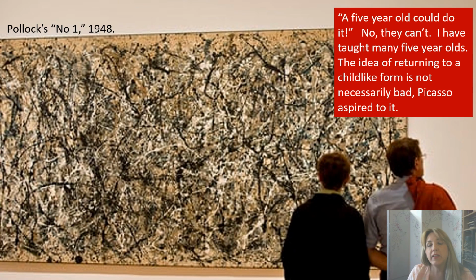I've often heard people say, my granddaughter could do this, a 5-year-old could do it. No, they can't. They're very, very large scale. I've taught many, many 5-year-olds, and the idea of returning to a childlike form is actually something that Picasso aspired to. He is the one who said, it took me years to figure out how to paint like a child. And these works are, again, repetitive. They're usually done with house enamel. Sometimes they have cigarette butts in them, a coin that might be embedded in them, pieces of trash that you might get in your garage that was in this barn. Those are embedded in them. And so, again, they command huge prices in the marketplace.